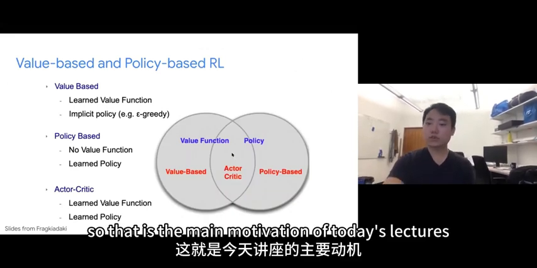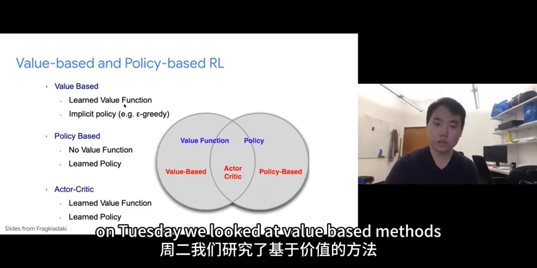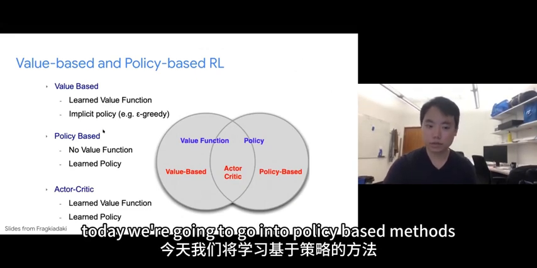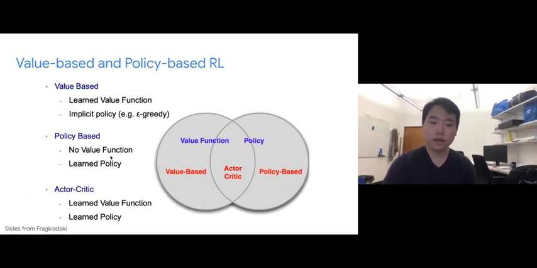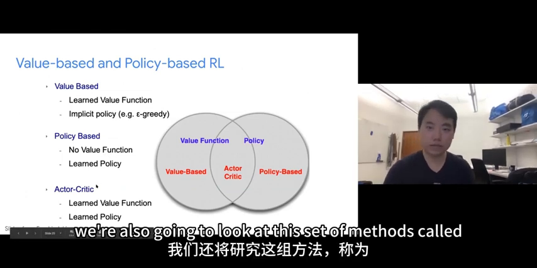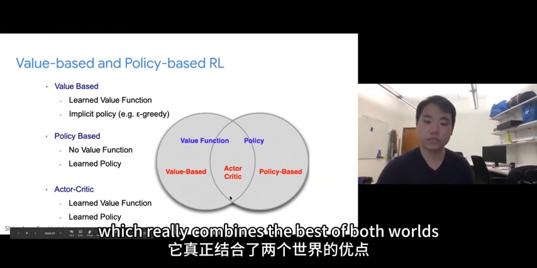So that is the main motivation of today's lectures. On Tuesday, we looked at value-based methods. Today, we're going to go into policy-based methods, which directly learn a policy. And then at the end of the lecture, we're also going to look at this set of methods called actor critic, which really combines the best of both worlds.